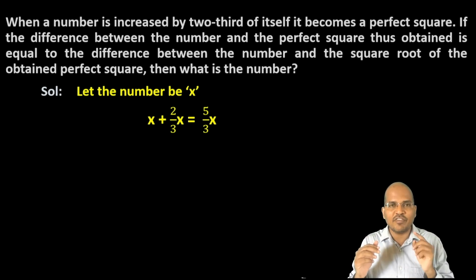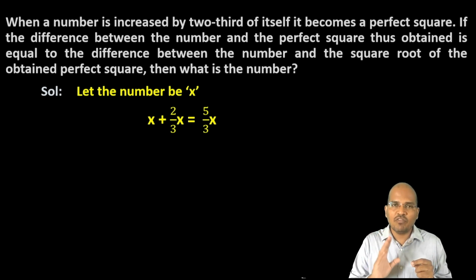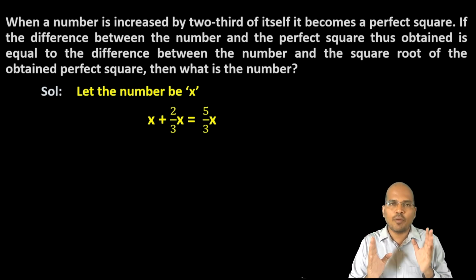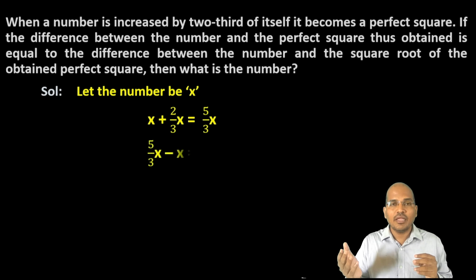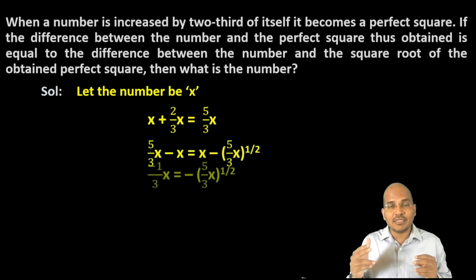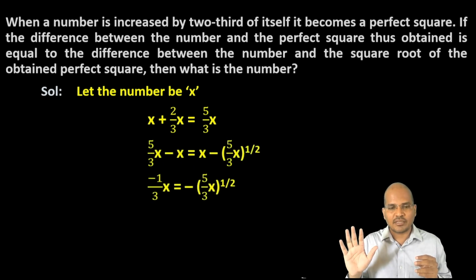Now line 2 says the difference of the number and the perfect square. Remember, difference will always result in a positive value. So common sense says 5 by 3x will be more than x, isn't it? So 5 by 3x minus x is same as x minus the square root of 5 by 3x. Play with that. That is what he gave us.